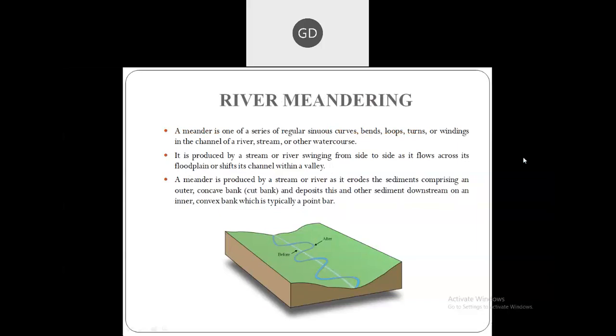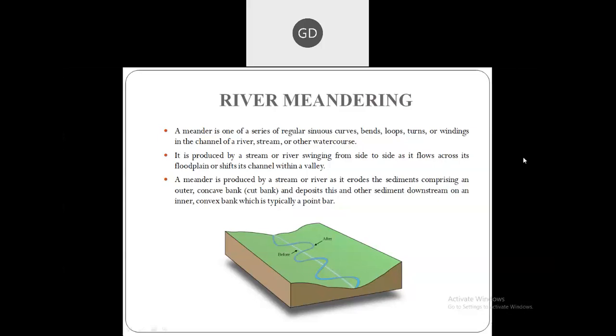Now, coming to river meandering. This is when a stream flows along a very curved or zigzag path and acquires a loop-shaped course. So it is said to meander. You have seen a river flow in a curved, zigzag or loop-shaped course, so it is known as a meander. And the process of development of this zigzag type of channel is known as river meandering.